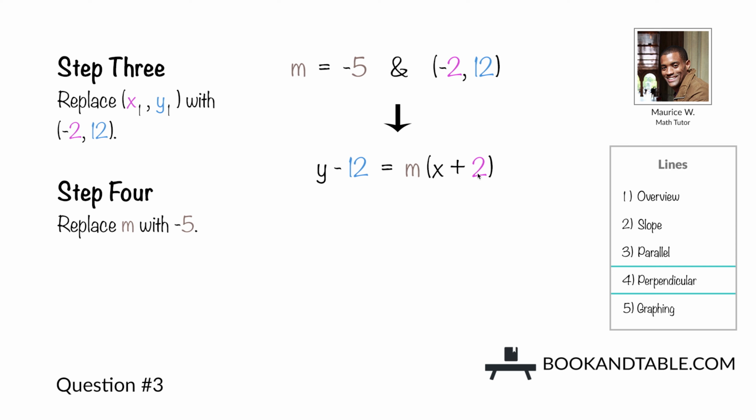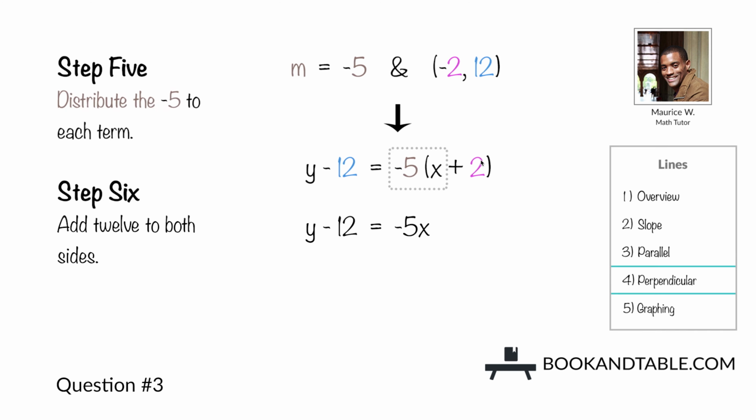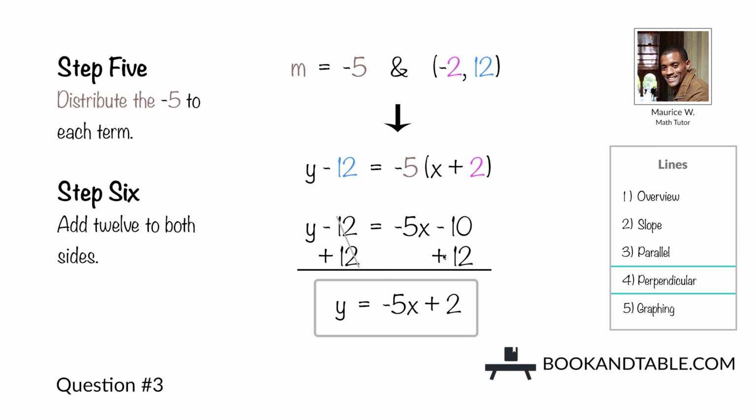X minus -2 becomes x plus 2, y minus 12. And now step 4, replace m with -5. Now we have the information we need to figure out the equation. So we want to distribute this -5 to each of these terms. So -5 times x is -5x. -5 times +2 is -10. So now to isolate this y, we want to add 12 to both sides. -10 plus 12 is +2. So that gives us the final equation of y is equal to -5x plus 2.